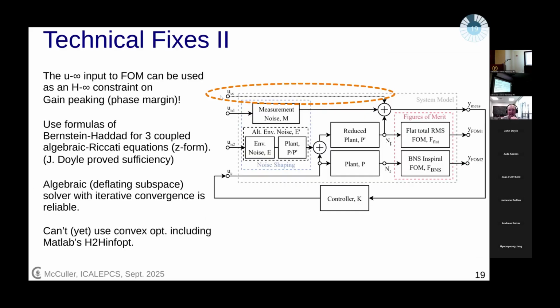So what you can do is you can add in this extra piece, and we use the Bernstein-Haddad formulas. They used a necessary-based proof, Lagrangian multipliers, to show how to incorporate an H infinity bound in the 80s. And we can use that. We use an algebraic deflating subspace solver with iterative convergence, and we can successfully solve this thing. We can't yet get convex optimizers to work on this problem, but we haven't tried all the balancing tricks that we've learned in the meantime.